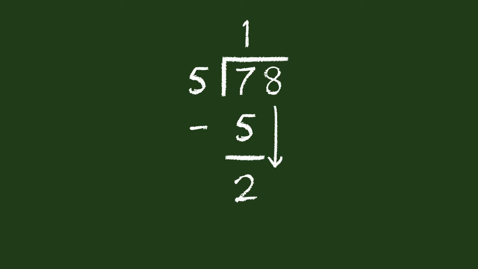7 minus 5 equals 2. So bring the 8 of the 78 down here beside the 2 to make 28. Now we need to divide this 28 by 5. What will we multiply by 5 to get close to 28? From the times tables, remember that 5 times 5 equals 25, so let's put a 5 in the ones column of the answer up here. Now multiply this 5 times the 5 of the divisor. 5 times 5 equals 25, so put the 25 down here under the 28.